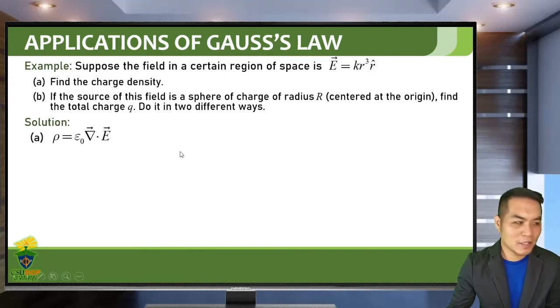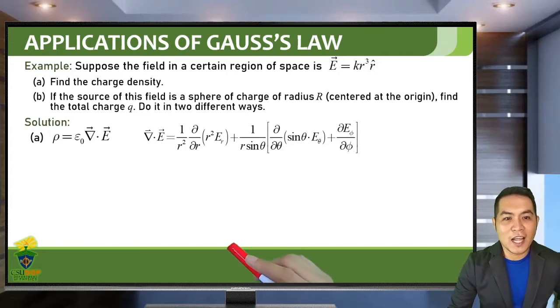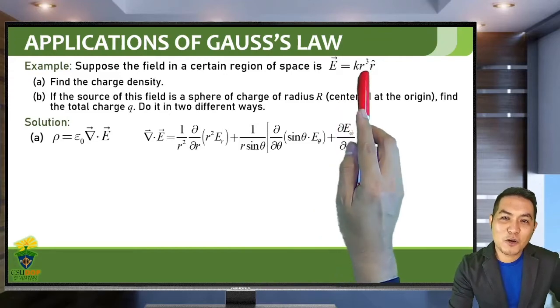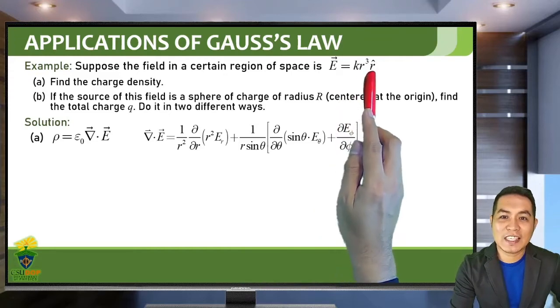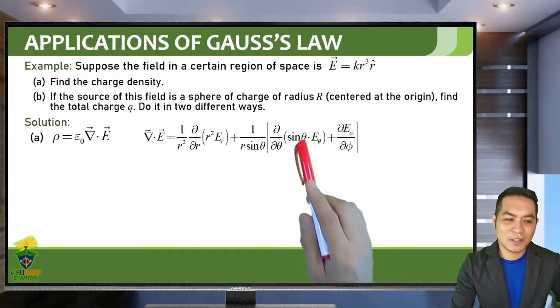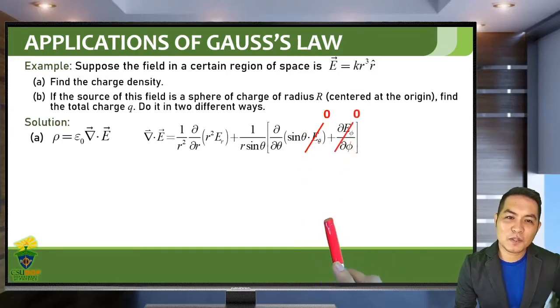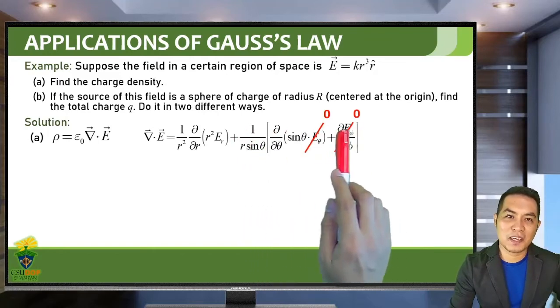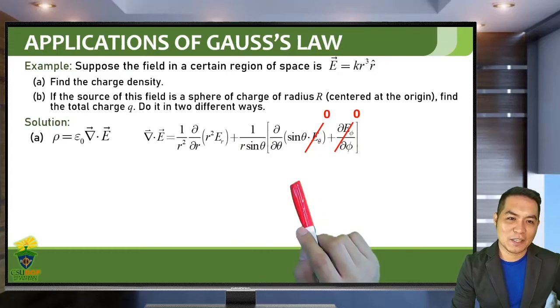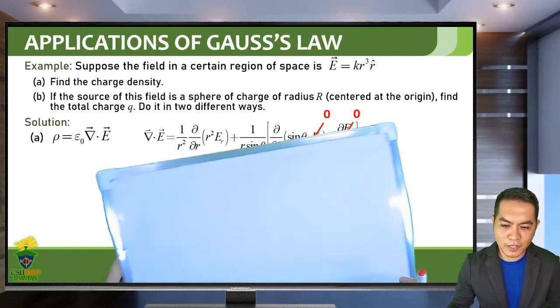Take note that E here is in spherical coordinates. Therefore, we need to take the divergence formula in spherical coordinates. Luckily, our electric field only has one component. It only has the r hat component. It has no theta hat. It has no phi hat. Therefore, the theta component is 0 and the phi component is also 0. So this whole term here in the formula for divergence is 0, and then we are only left with this term here.